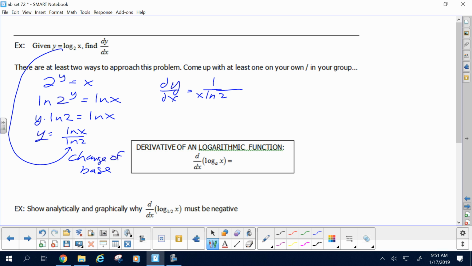1 over x. Now, I typically write the x first, so it's not confusing as to if the x is in the log or not. If you write it as log of 2, then x, then people are not sure, is that x in the log or not? So typically, when you have a log, you write it fast, so there's no confusion. Therefore, the derivative of log base a is 1 over x times the natural log of a.